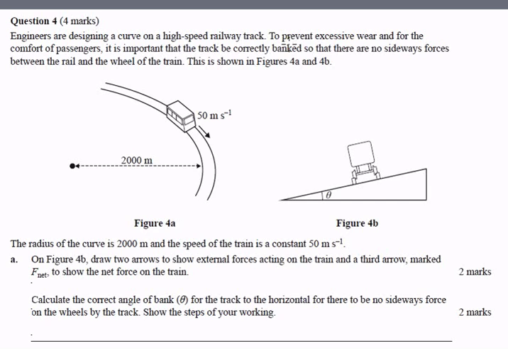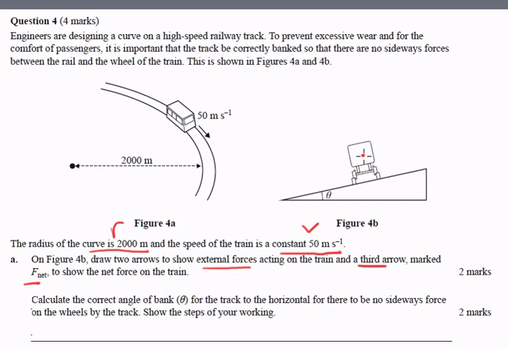it's important for the track to be correctly banked, so there are no sideways forces between the rail and the wheel of the train. This is shown in figure 4A and 4B. The radius of the curve is 2,000 meters. The speed of the train is this. On figure 4B, draw two arrows that show the external forces, basically the actual forces acting on the train, and a third arrow marked F net to show the net force on the train.